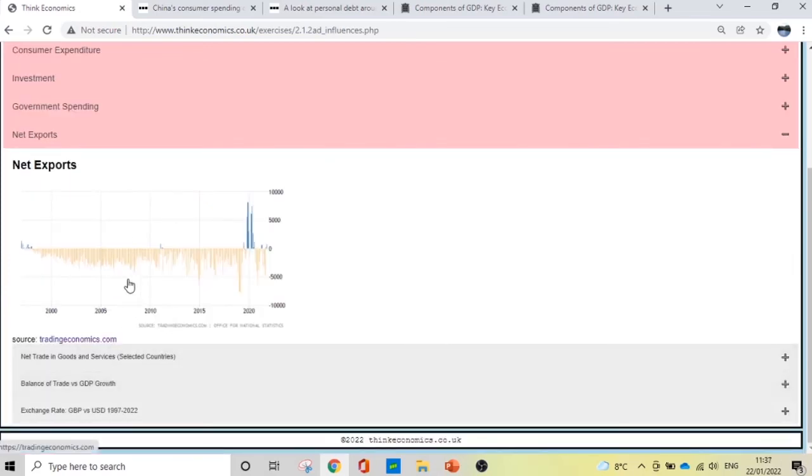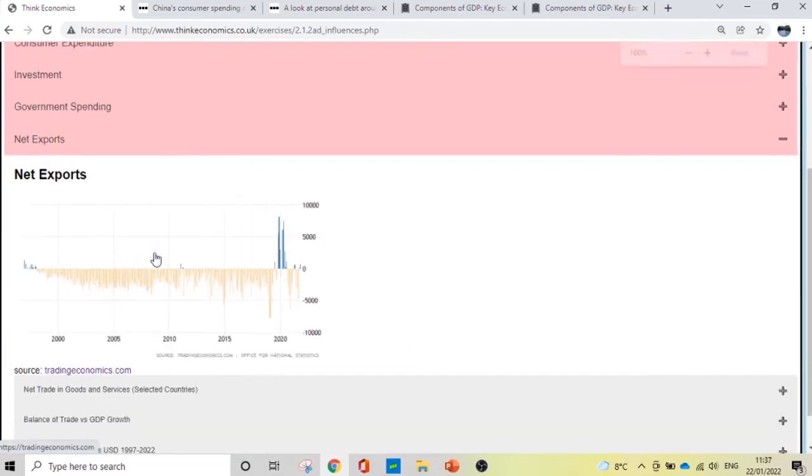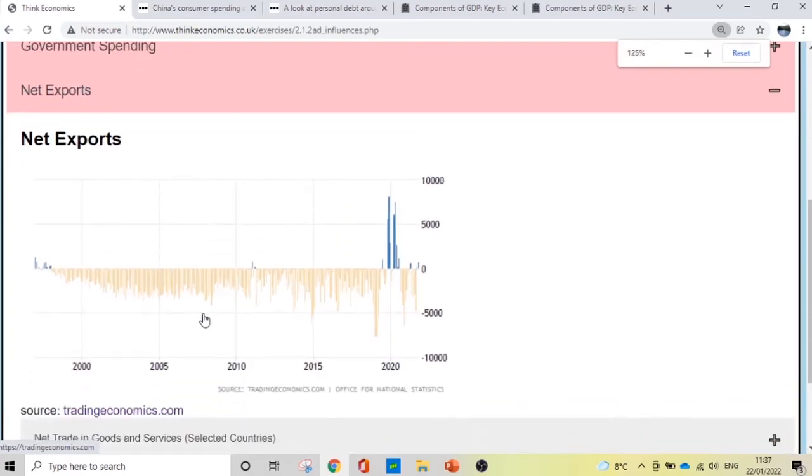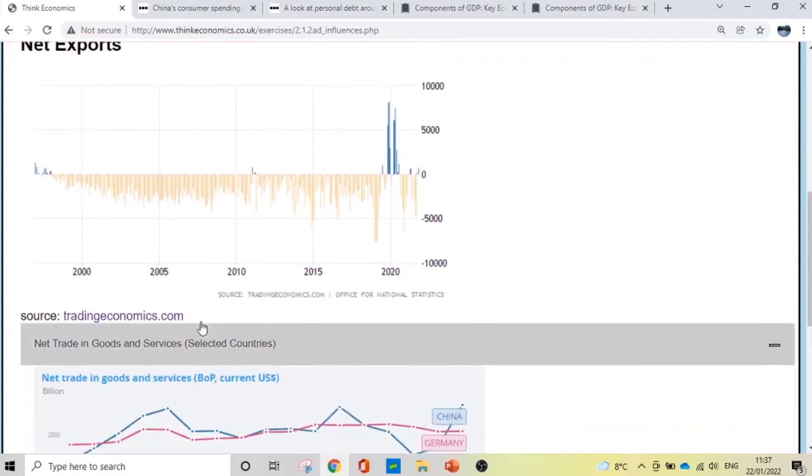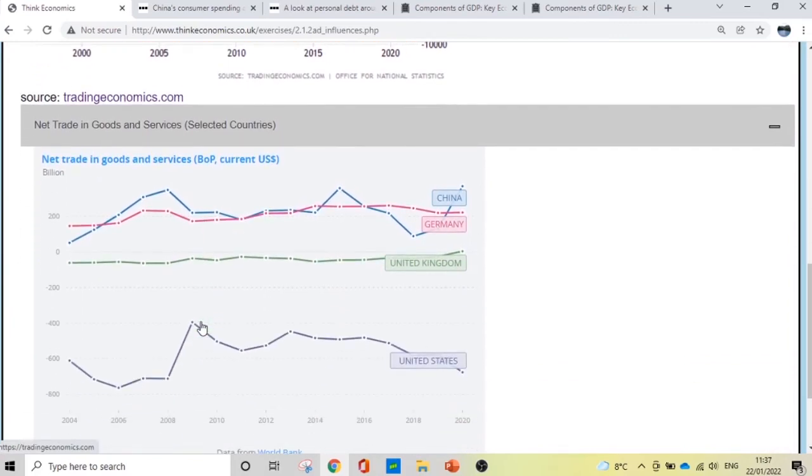If it's in this orangey bit, that means that our exports are not as great as our imports. Our imports are exceeding our exports. If it's in this bit here, that's when our exports are exceeding our imports, and it's a balance between them. It's not an actual level of how much they are. So if our exports are greater and our imports are greater, it won't make a big difference here. So that's our net exports, and what you can see about selected countries. How do we do?